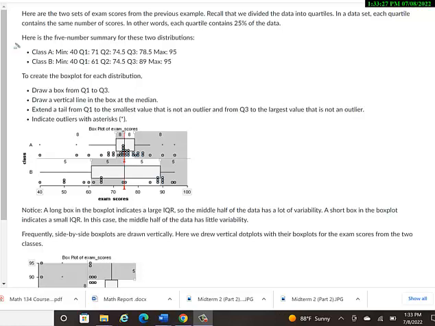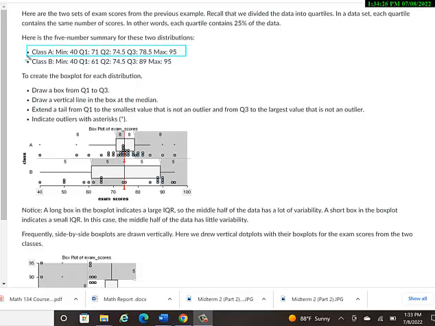So here's the 5-number summary of these two distributions. So we're talking about two different distributions. This instructor is teaching two different classes.